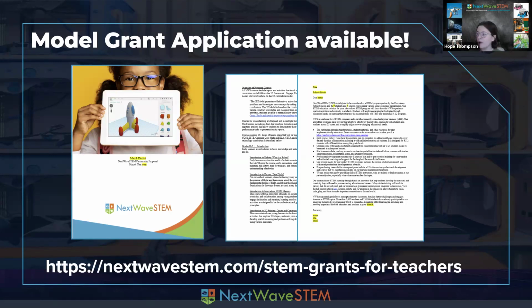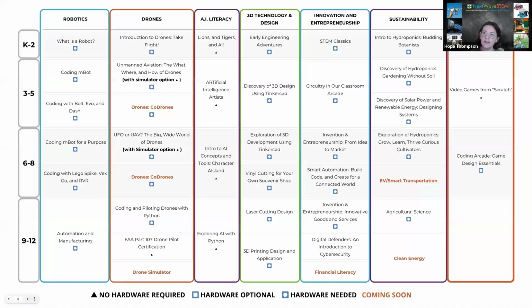And I want to highlight that Paula has dropped the link to the OSIT website as well. If you want to take a look at that grant, you can see it is for K through 5 specifically. So we would be looking at our courses. I'm going to go back to our course chart. In robotics, drones, AI, 3D, innovation, sustainability, and game design, we have K through 5 courses across those different topics.